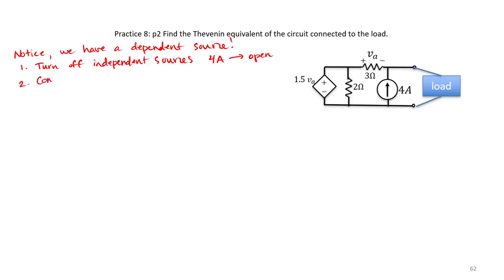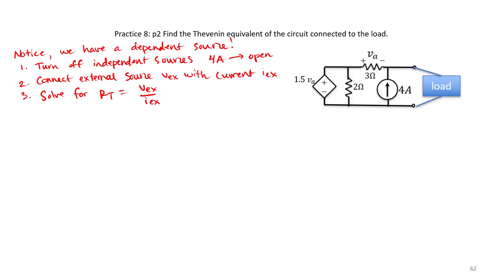Then we need to connect an external source, VEX, with current IEX, and then we need to solve for an expression relating VEX over IEX. That will give us our Thevenin resistance. So let's draw our circuit with these new conditions.